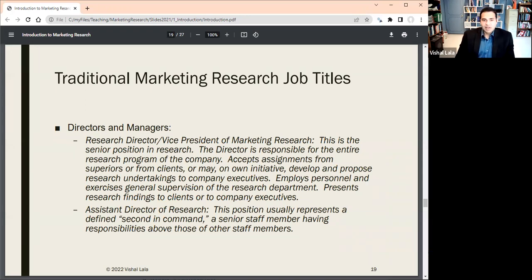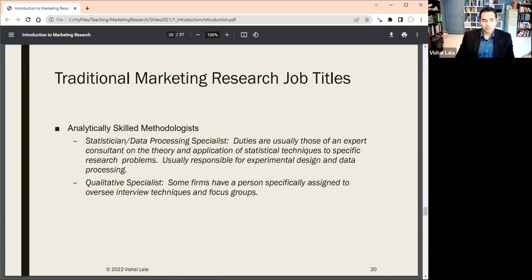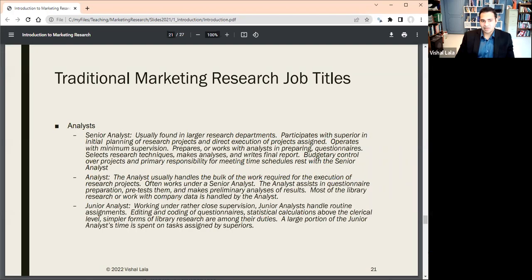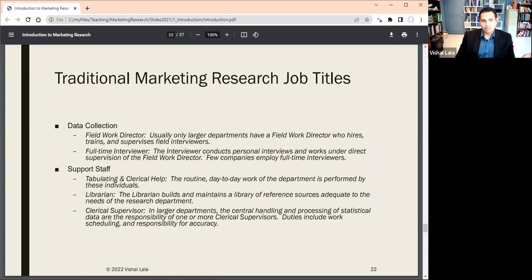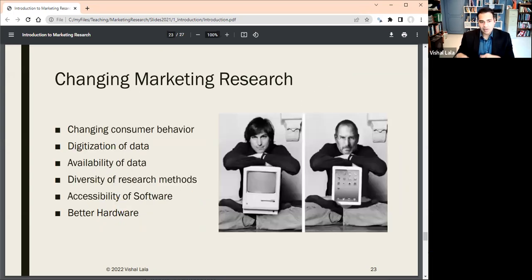There are many, here are some of the traditional marketing research job titles. They include labels such as directors and managers, analytically skilled methodologists, which go by labels like statistician, data processing specialist, qualitative specialist. Analyst titles go by labels like senior analyst, junior analyst, and so on. We have other titles like fieldwork director, full-time interviewer, librarian, clerical supervisor, and so on. So these are the kinds of job titles to keep in mind when you're looking for a job in marketing research. Now, things have changed from then to now.